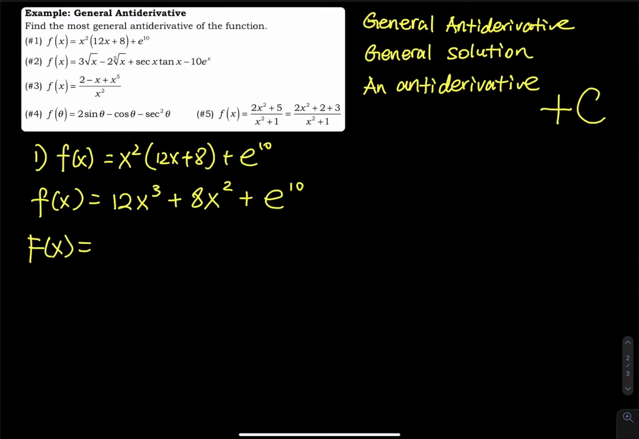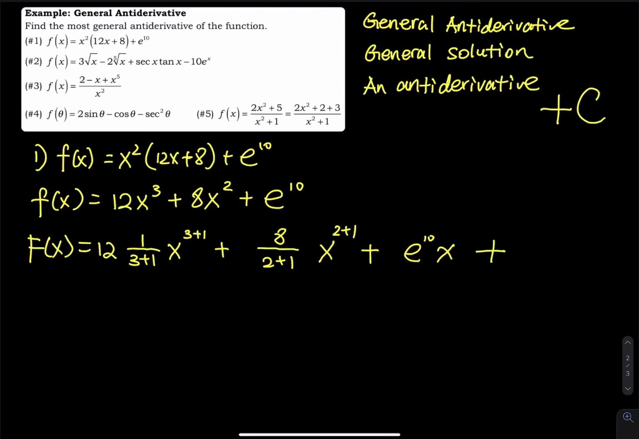We leave the 12 alone, and instead of carrying the exponent down, we have 3 plus 1 equals 4, right? And then 1 divided by 3 plus 1. Then plus, this will be x to the 2 plus 1, right? If you ask me, can I just keep the 12 on top? Sure, you can do this. So divided by 2 plus 1, and then e to the 10 is a constant, right? The antiderivative of a constant is just a constant times x, and then at the end you must have a c.